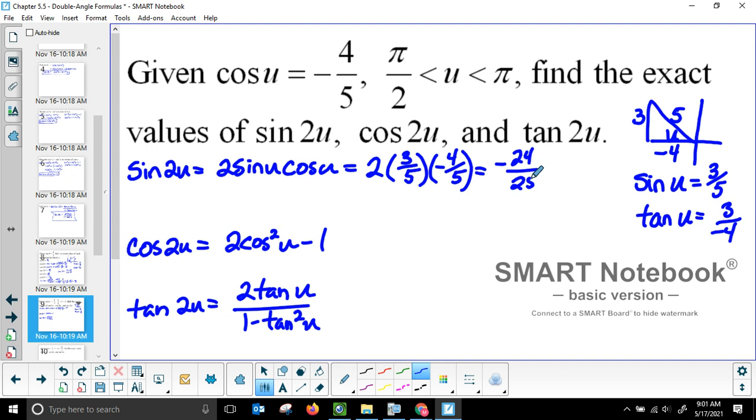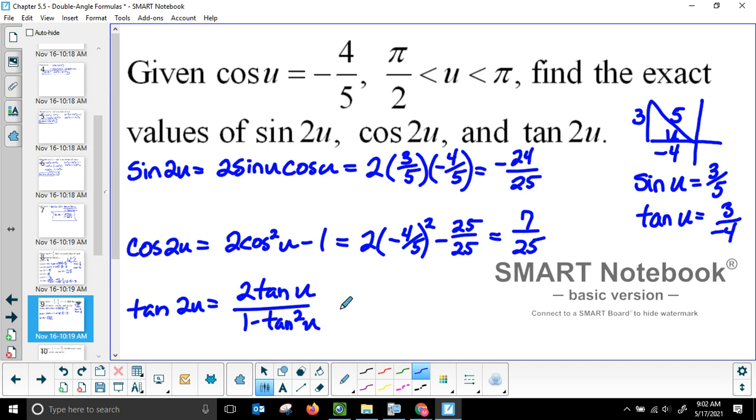All right, again, for cosine of 2u, since we have sine and cosine, you could use any one that you want. I just chose 2 cosine squared u minus 1. So that's 2 times cosine, which is -4/5, and we will square that, and minus 1, I'll go ahead and do 25/25. So this will be 16/25. Multiply that by 2, you get 32/25. So 32 minus 25 gives us 7/25, indeed.